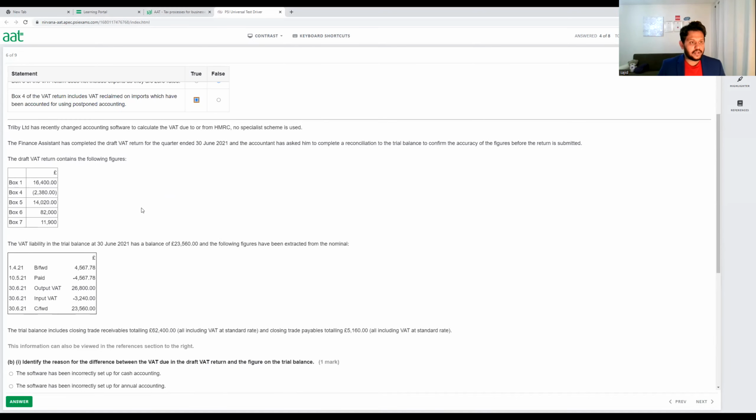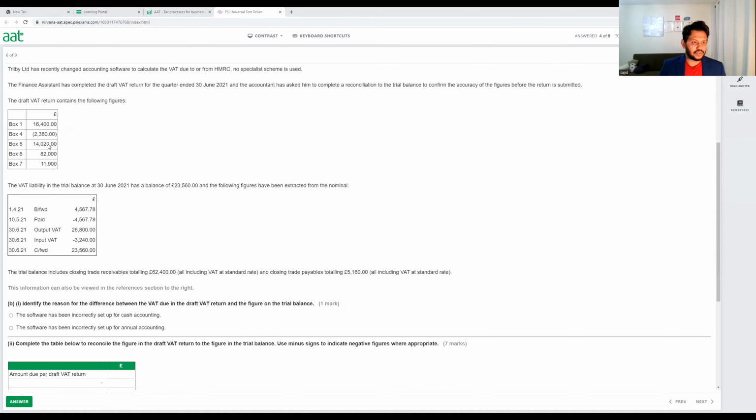All right, the next one we have here: T-Limited has recently changed accounting software to calculate the VAT due to HMRC. No specialized scheme is used. Okay, so no specialized accounting scheme is used means they are using the standard scheme. Okay, fair enough. The draft VAT return contains the figures.